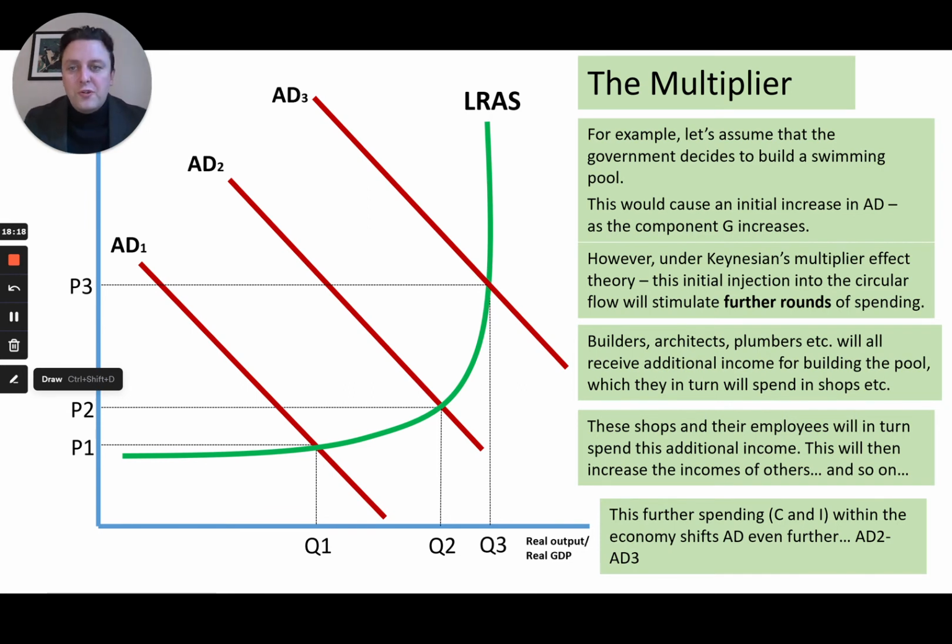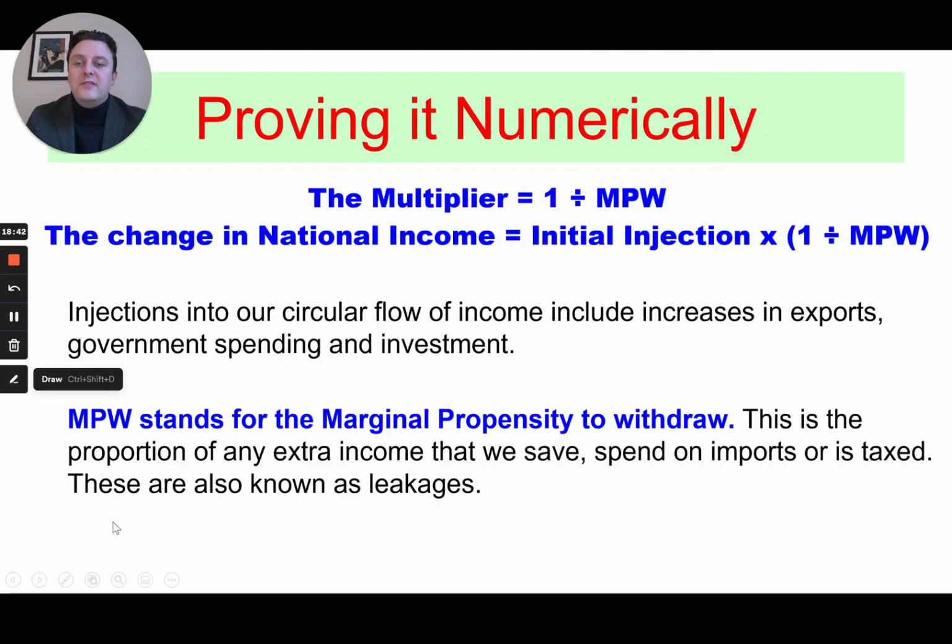So if you want to show the multiplier on a diagram, you can draw it like that. You can also use this diagram, of course, to argue that an increase in fiscal policy will lead to inflationary pressures on the economy, as there's quite a large difference in price level between P2 and P3.